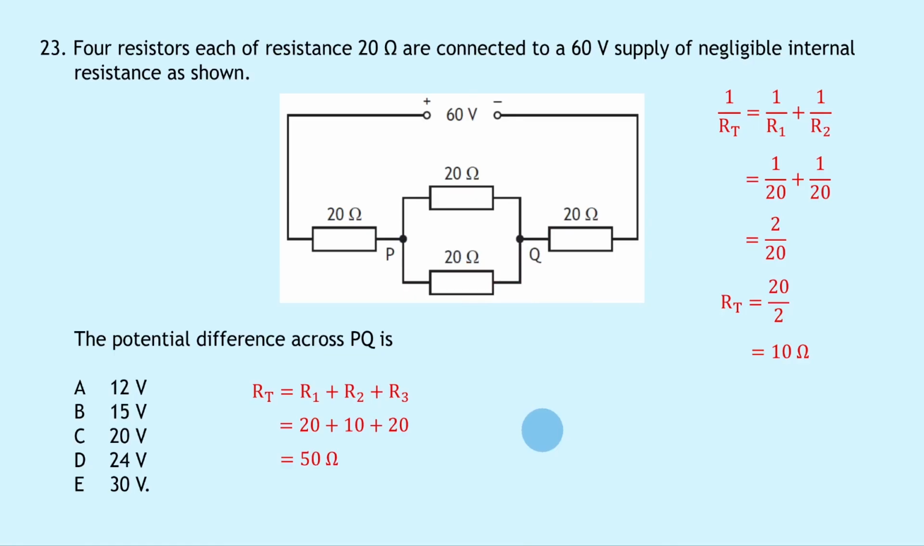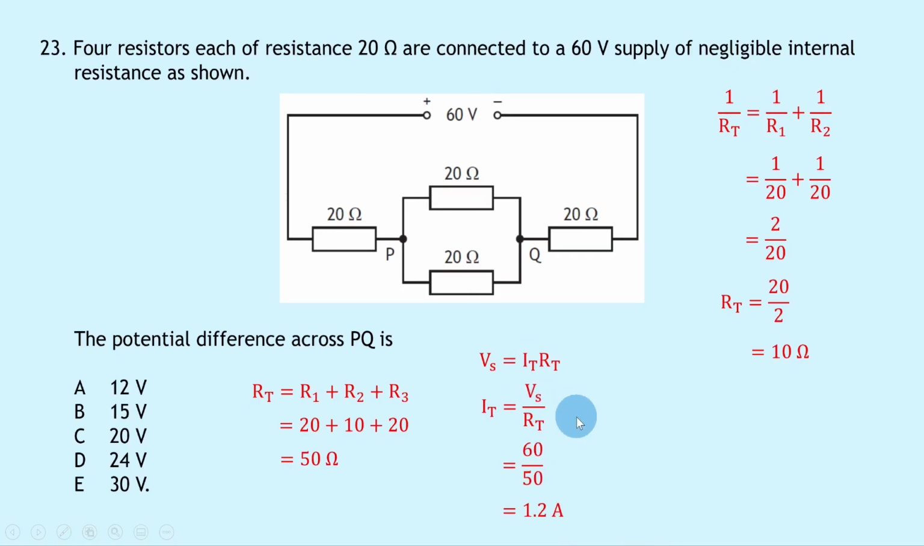So using V equals IR first to find the total current, we can do VS equals IT RT, where VS is the supply voltage 60 volts, IT is our total current, which we're trying to find first of all, and RT is the total resistance that we've just worked out. So we have IT equals VS over RT if we rearrange, and then subbing in the numbers, we get 60 over 50, which is 1.2 amps.